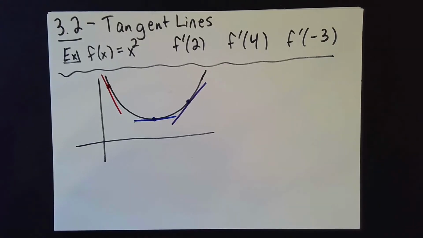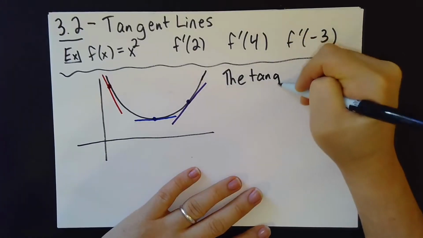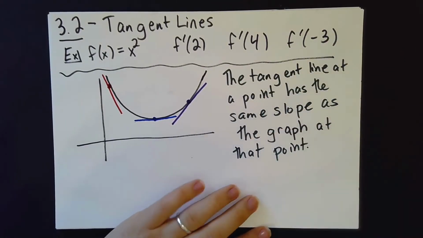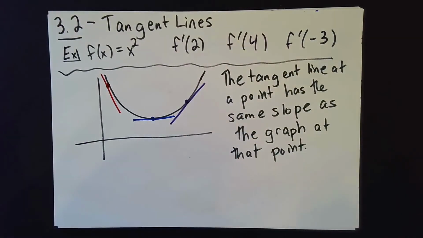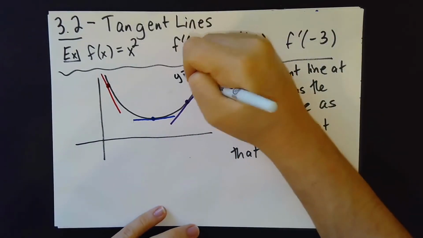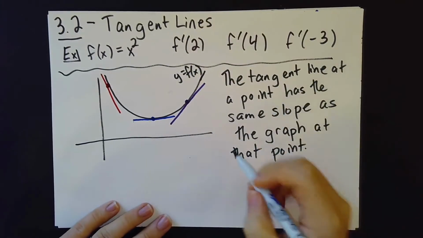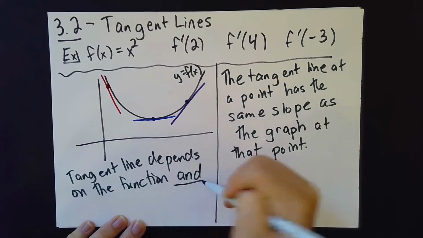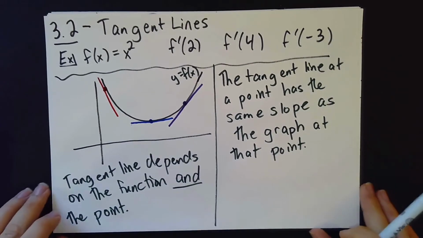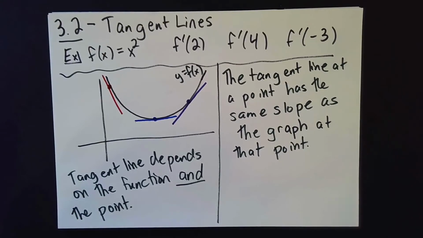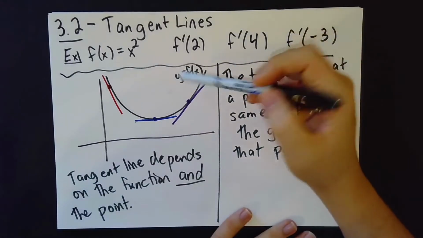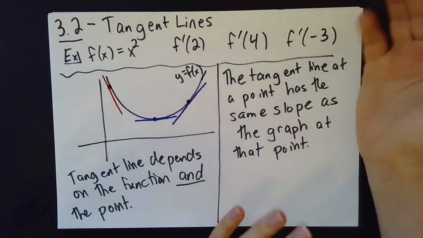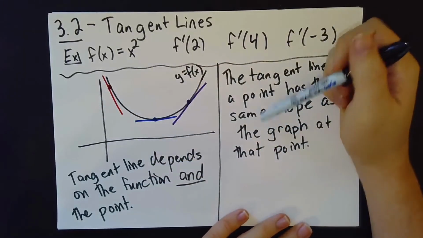And the whole idea of tangent lines is that the tangent line has the same slope as the graph at that point. I want to note the tangent line depends on two things. It depends on the graph, so whatever function this happens to be, but it also depends on the point. So any question where I ask you to calculate a tangent line, I'm going to have to give you a point on the graph, so the red point, the blue point, the purple point, something like that, and the function. And then that will determine a tangent line.